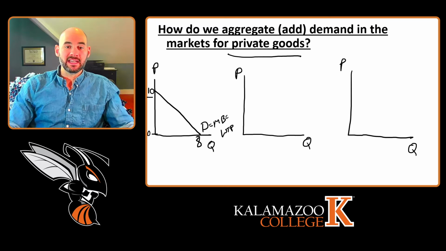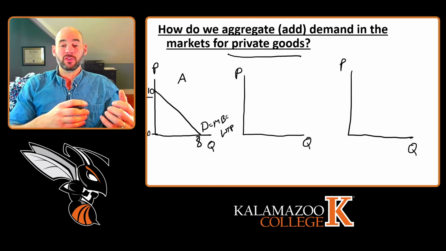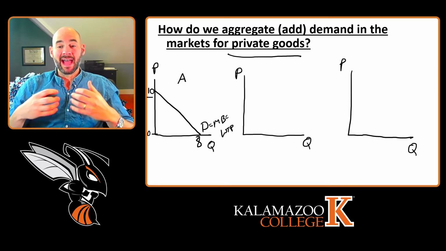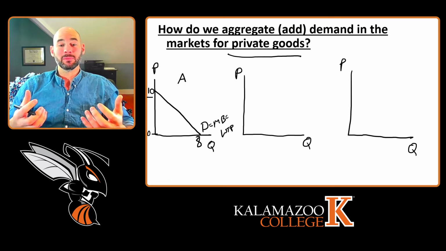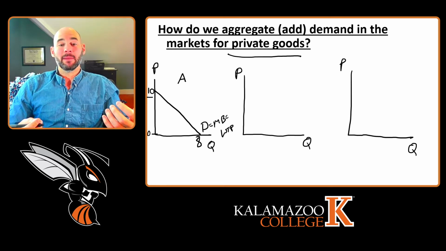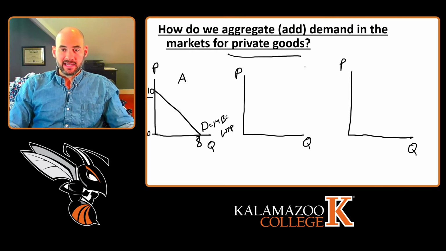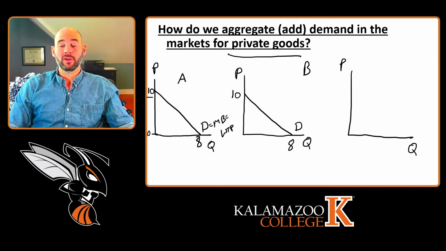So if individual A is the only individual in this market, then their individual demand curve is the market demand curve. That is the demand curve which would interact with supply. Let's now see what would happen when we add individual B. And let's say that individual B has the exact same demand curve. So just like individual A, they're not willing to pay more than $10 for any unit of consumption, and they would not demand more than 8 units even if this good were free.